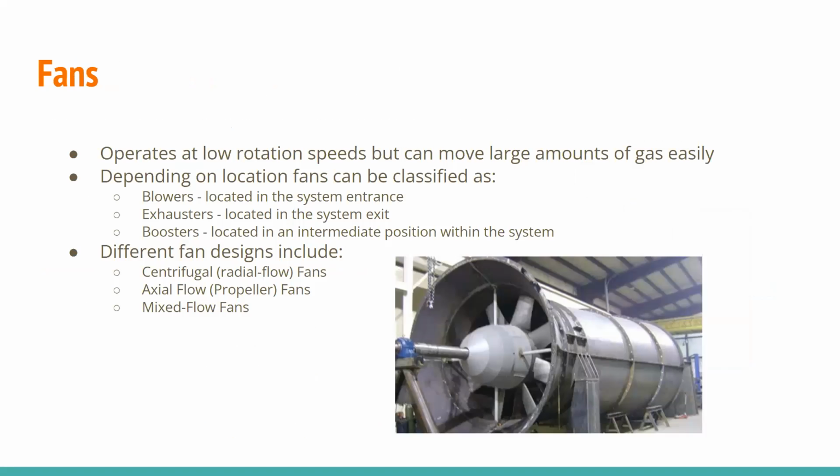So now we're going to be talking about examples of turbo machines. The first example we're going to be talking about are fans, which operate at low rotation speeds, but can move large amounts of gas easily. And depending on the location of the fan, it can be classified as a blower, exhauster, or booster, all with different functions. And different fan designs include centrifugal, axial flow, and mixed flow fans. And they're often constructed with lightweight sheet metal.